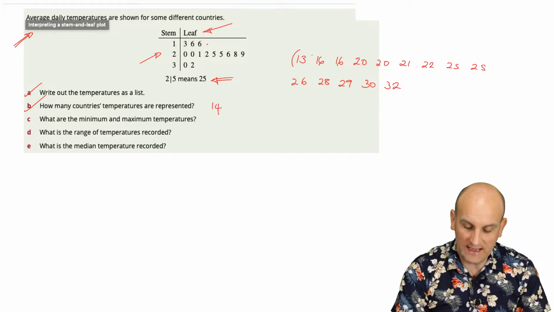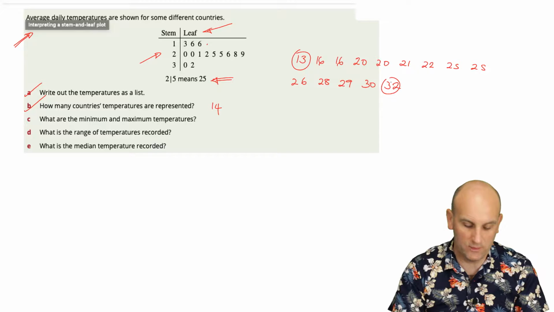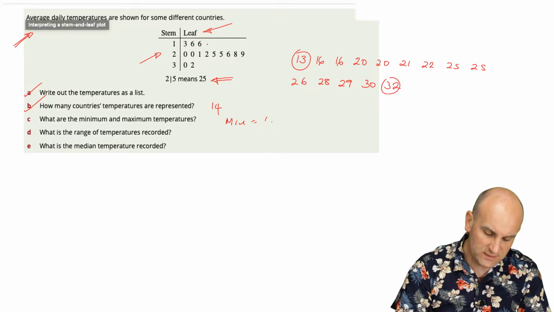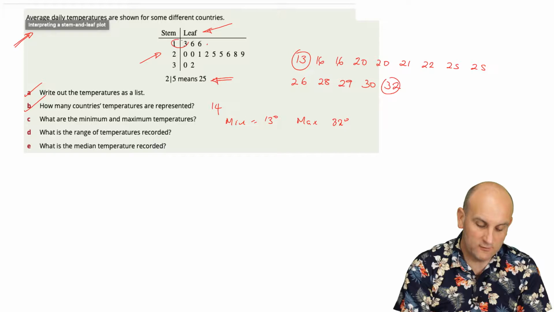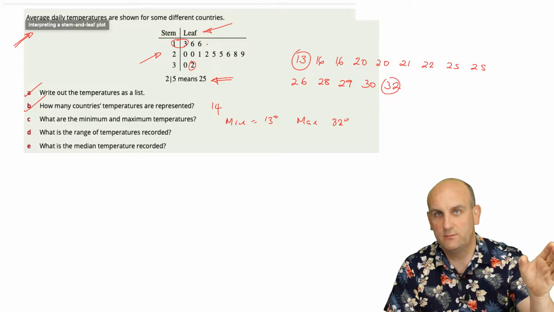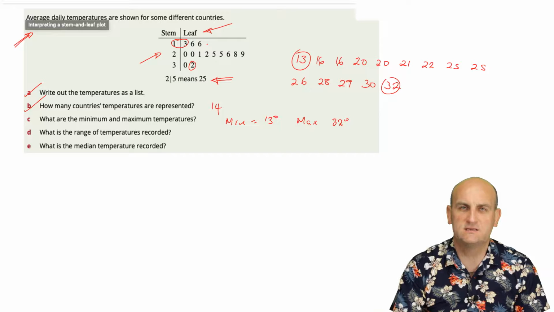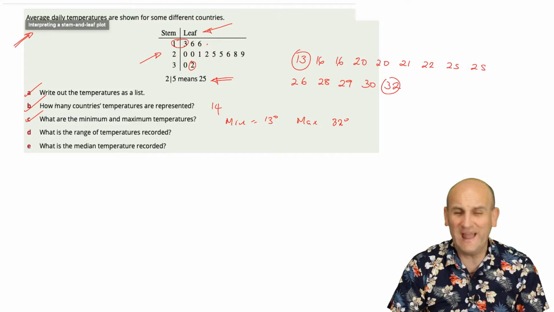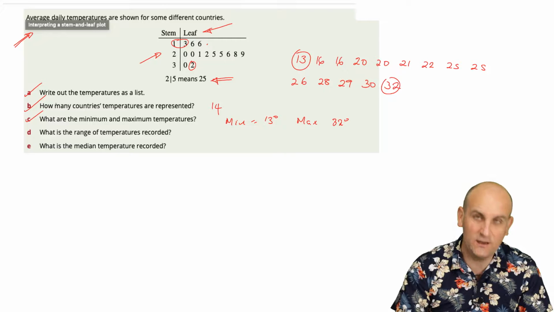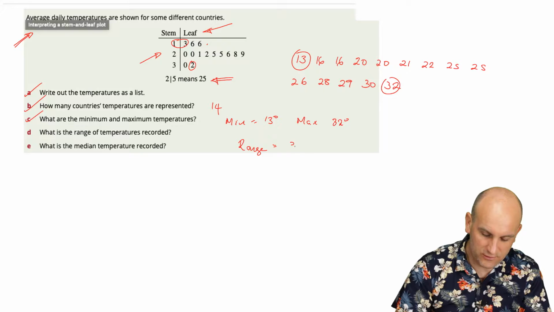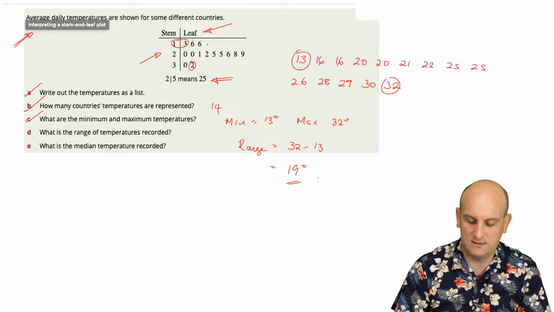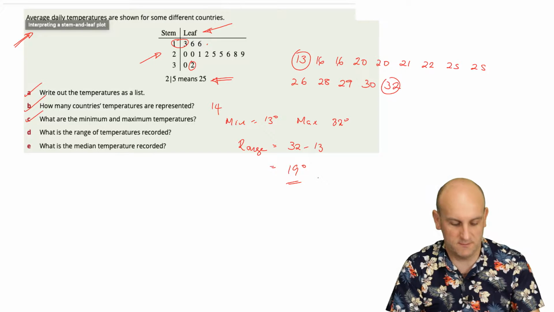What are the minimum and maximum temperatures? Now, life was easy here. Because we wrote them out, we could see very quickly that my minimum was equal to 13 degrees and my maximum was 32 degrees. But the great thing is, don't worry about it. We could still have read them off from the lowest number on my stem and leaf diagram to the highest number. Tick, thank you very much. What is the range? Wow, this stuff's not complicated, is it? Because we know the range is the highest number take away the lowest number. So my range is equal to 32 minus 13, which I believe is 19 degrees. No, yes it is. It's 19 degrees. Thought for a moment I'd made a mistake.